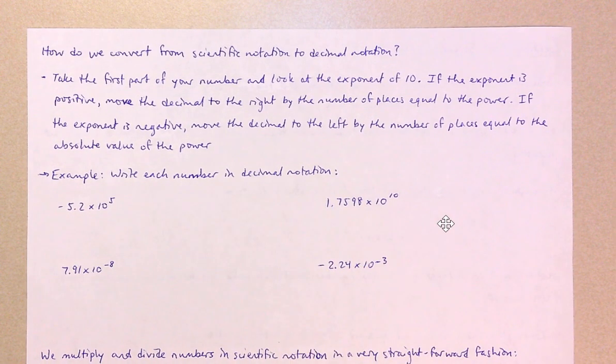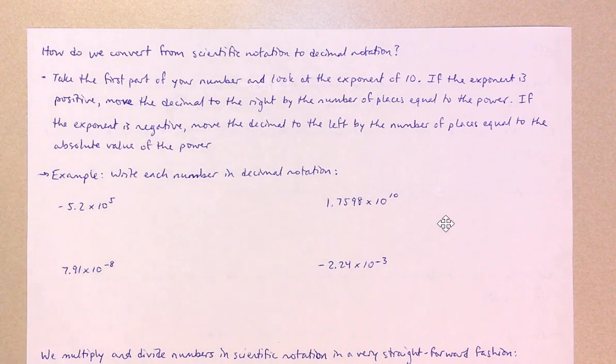So that seems like kind of a lot in that process to go from decimal notation to scientific notation. Going the other way may not seem quite as bad. So how do we convert from scientific notation to decimal notation, the way that we typically write our numbers? You're going to take the first part of your number, that is to say, that C value, and you're going to look at the exponent that you have on your 10.